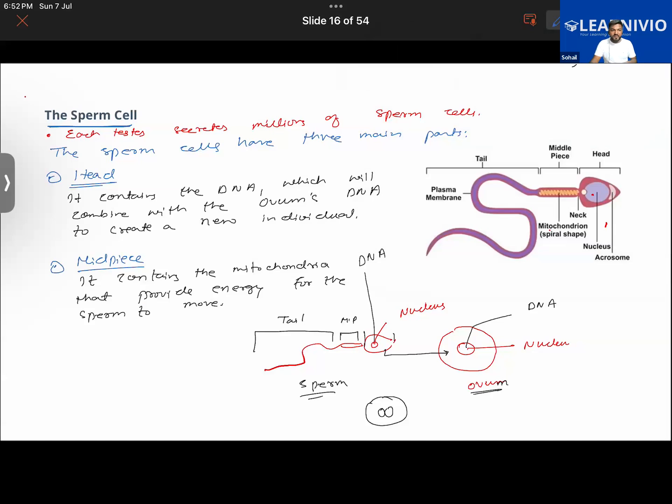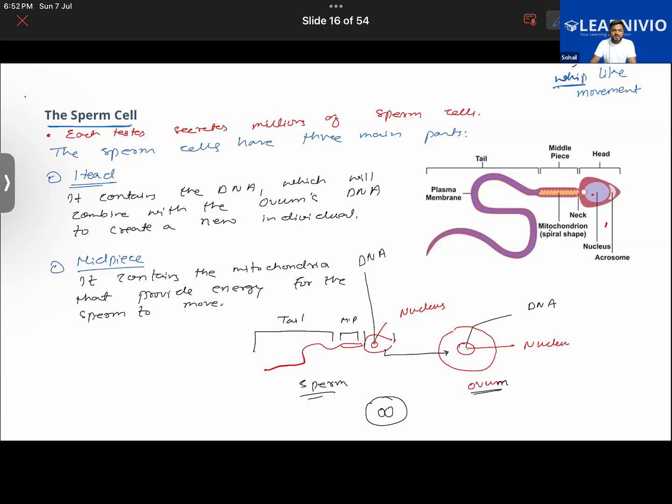After this, you have the tail. The tail basically helps to propel the sperm towards the egg. It helps it to move in the forward direction. Also, the tail moves with a whip-like movement, back and forth. You guys understand what I'm trying to say? Whip-like movement. Do you know what a whip is?